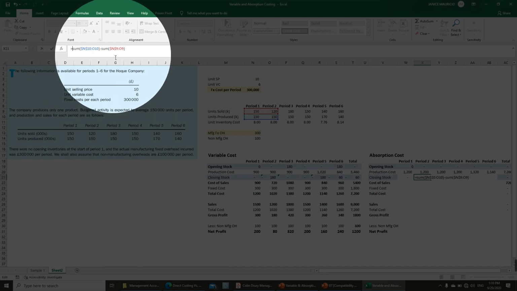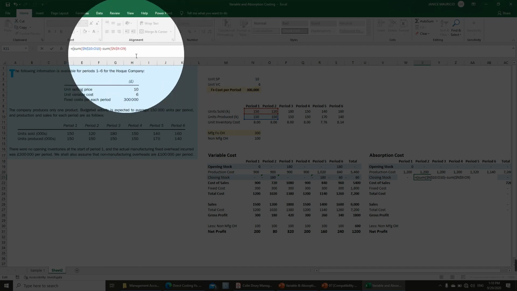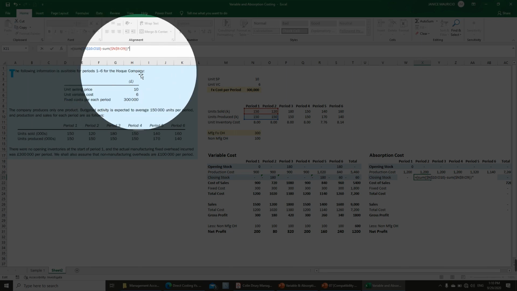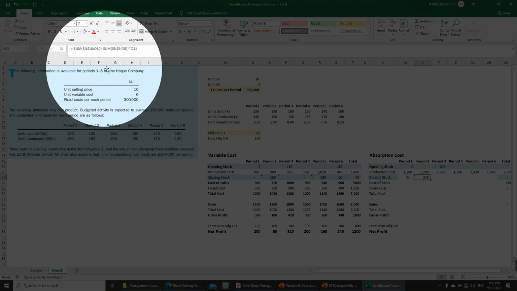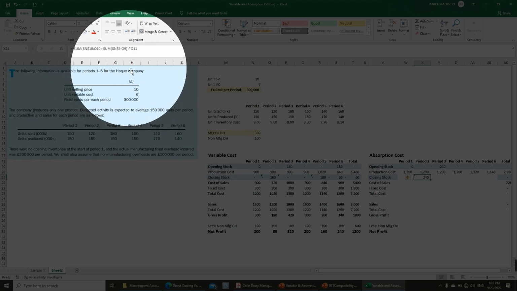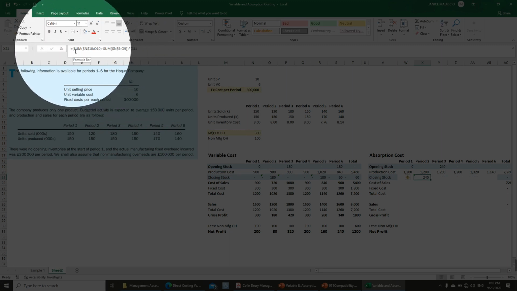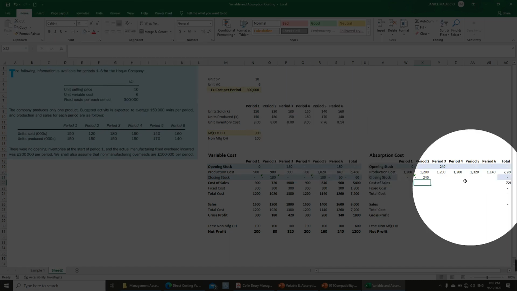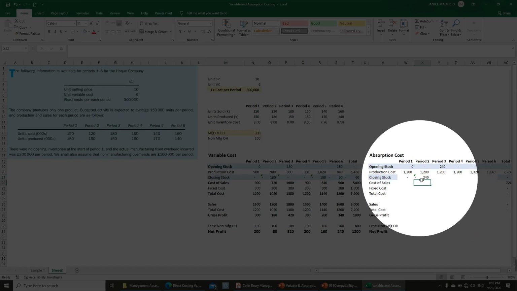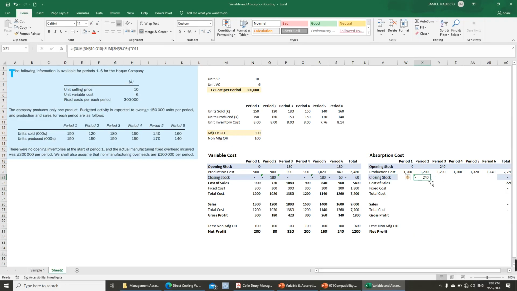And then again. Yan. Lagyan natin ng parenthesis. And then, we are going to multiply it by the unit inventory cost for that period. Okay? Tapos, since the closing stock, again, is a deduction to total cost of sales, so lagyan natin na negative sa harapan. Okay? So, nakita nyo na negative 240 siya. Tanggalin mo na natin yung highlight.